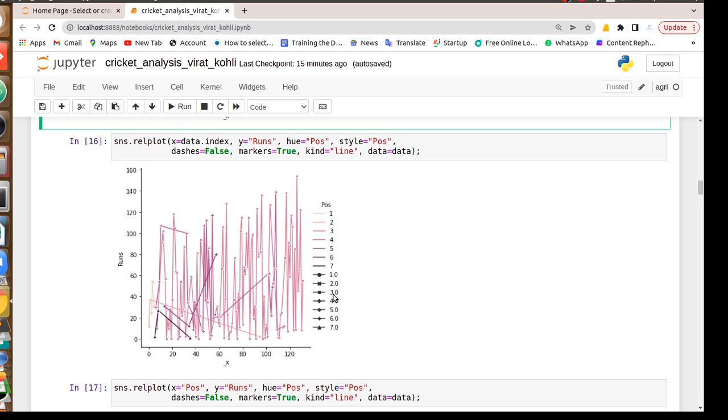You can see the plus symbols, more of them are above 80, and the square symbols are above 70, 60, 80 or like that. It means when he comes at position 3 and 4, there is more possibility that he will score more runs. That's what we want to show. This is the data which has already happened, so he scored more runs at position 3, 4.